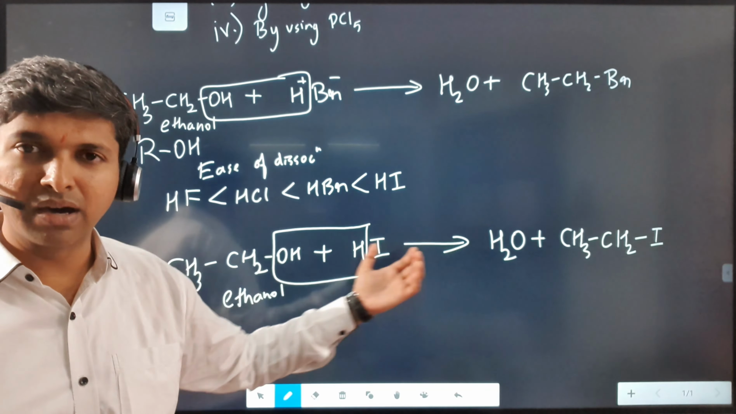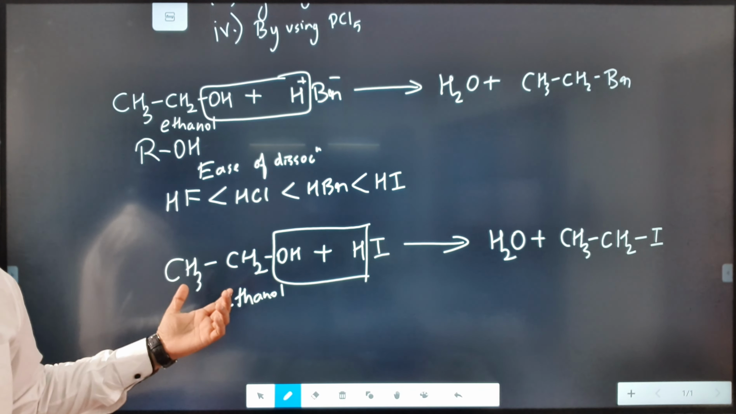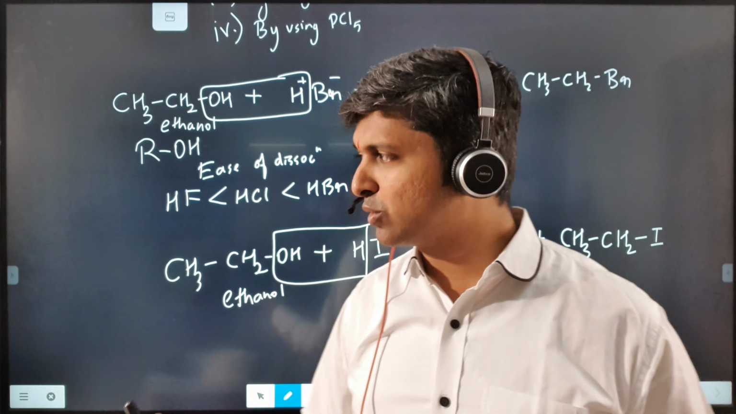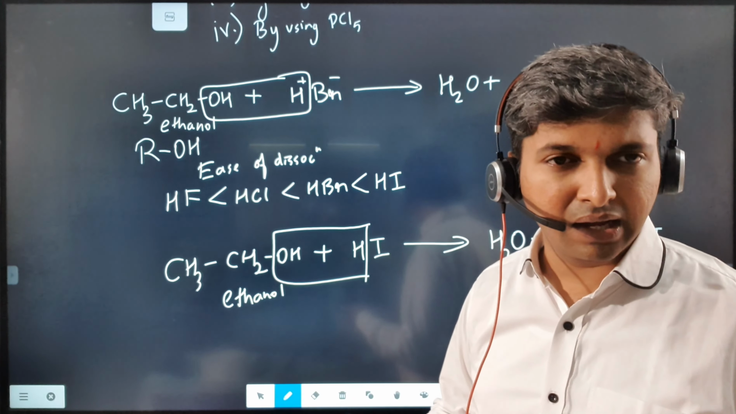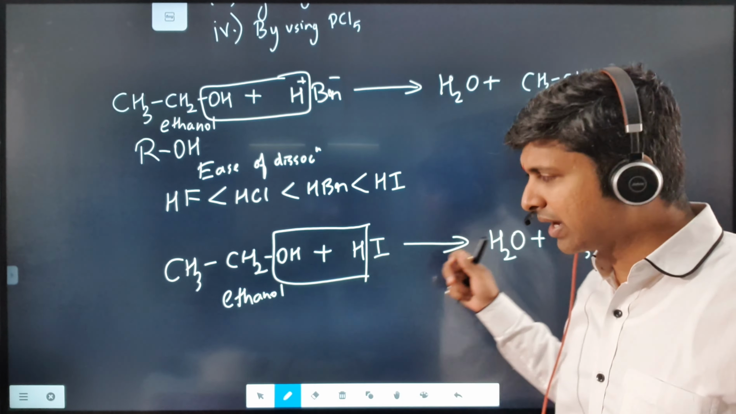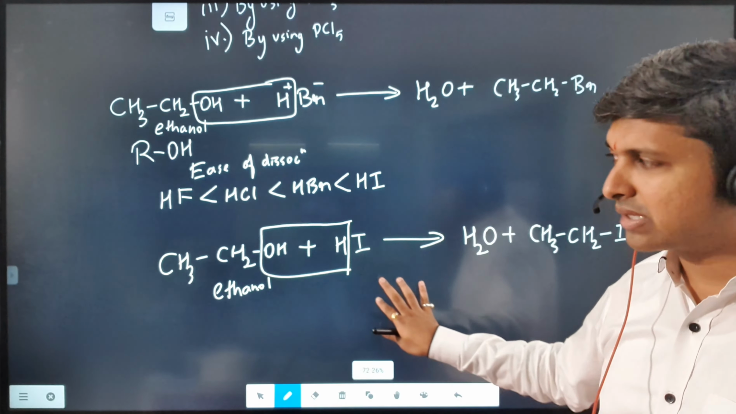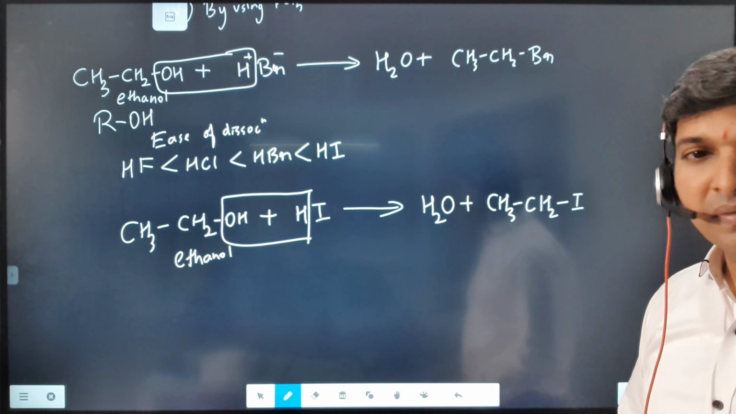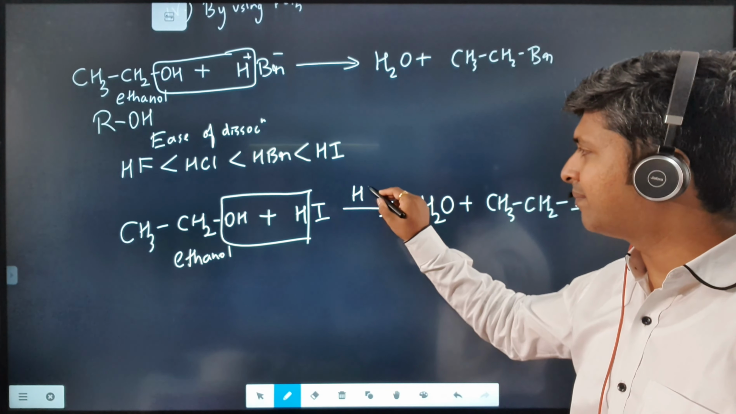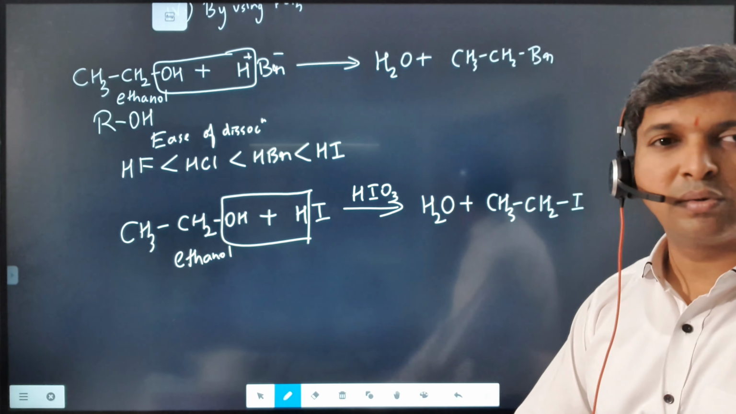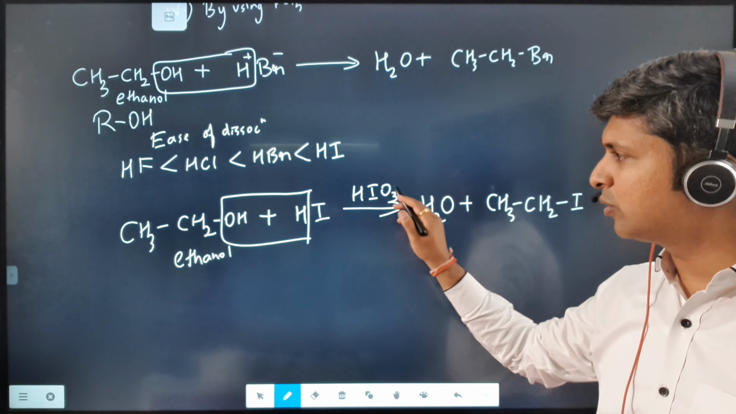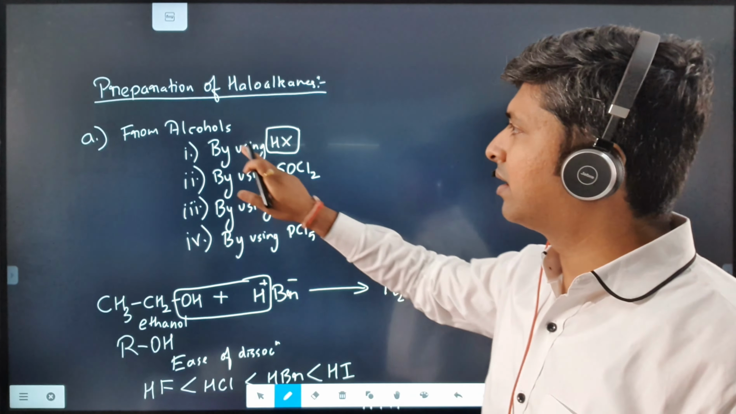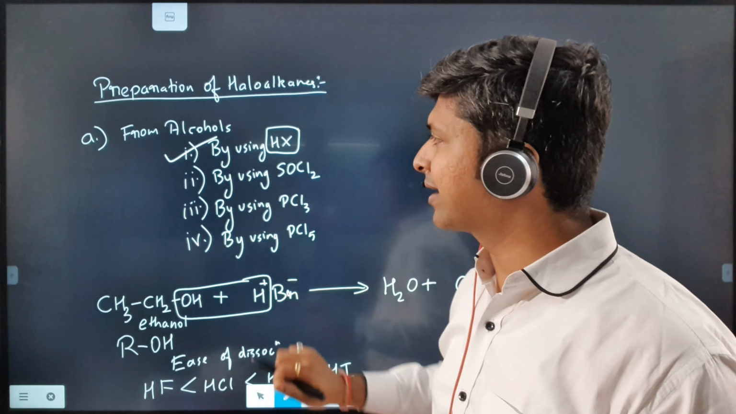It may get reversed towards alcohol, because whatever molecules of HI we have used, some of them will be left over, and those leftover HI molecules will cause the reversal of the reaction. If you don't want the reversal of the reaction, you use a mild oxidizing agent, HIO3, on the arrow. So this was the first method, from alcohols by using HX.